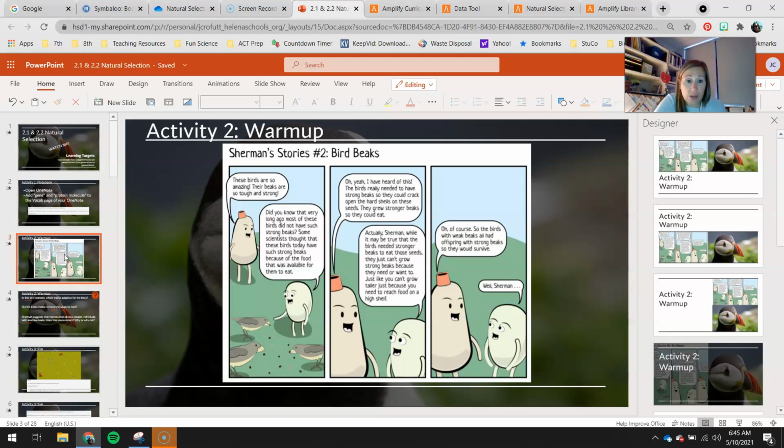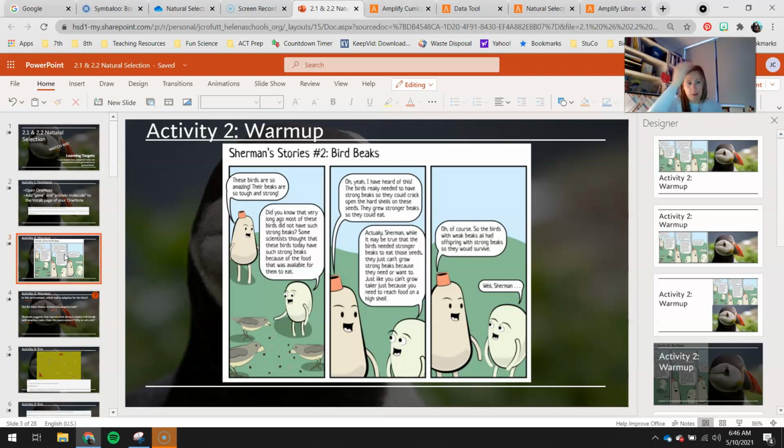So these birds are so amazing. Their beaks are so tough and strong. Did you know that very long ago, most of these birds did not have very strong beaks? Some scientists thought that these birds today have such strong beaks because of the food that was available for them to eat. Oh yeah, I've heard of this. The birds really needed to have strong beaks so they could crack open the hard shells on these seeds. They grew stronger beaks so they could eat. Actually, Sherman, while it may be true that the birds needed stronger beaks to eat those seeds, they can't just grow stronger beaks because they need or want to. Just like you can't grow taller just because you need to reach food on a higher shelf. Oh, of course. So the birds with weak beaks all had offspring with strong beaks so they would survive.